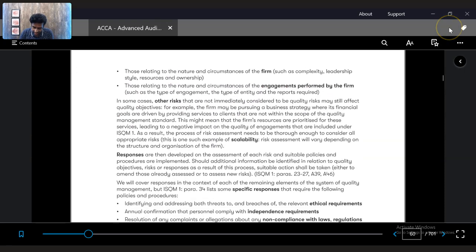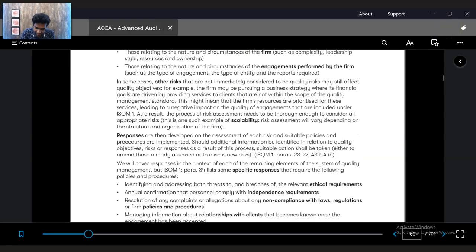In certain other cases, which might not be immediate, the quality risk may still affect the quality objectives. For example, the business strategy where its financial goals are driven by providing services to the clients that are not within the scope of the audit quality management standard. So they are providing certain services so that they can earn some money. This might mean that the firm's resources are prioritized for services, leading to a negative impact on the quality of engagements that are included under ISQM 1.